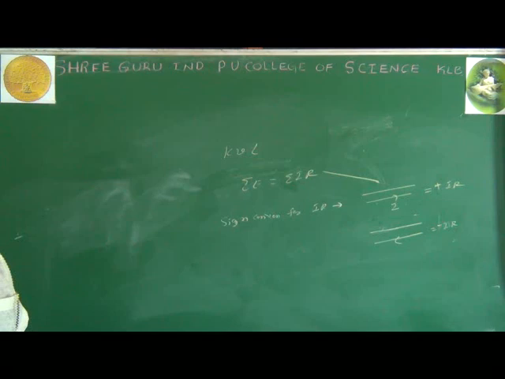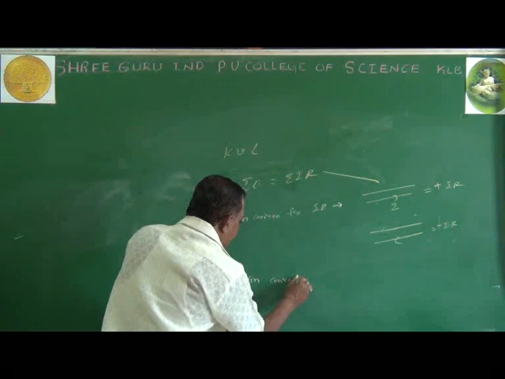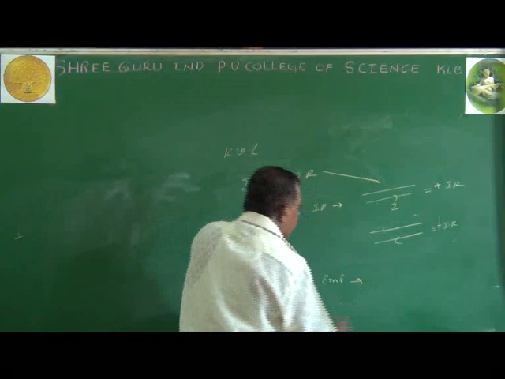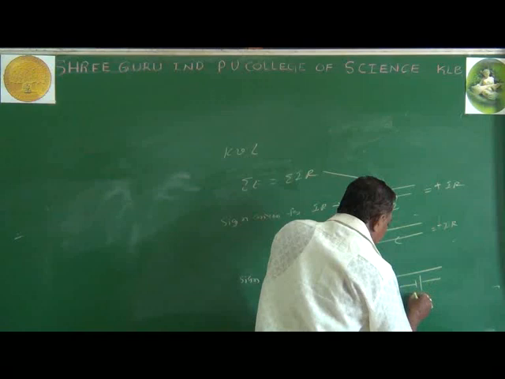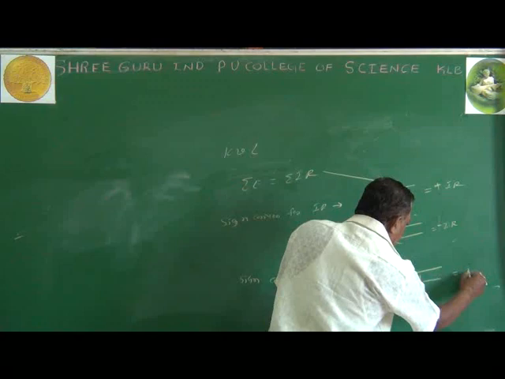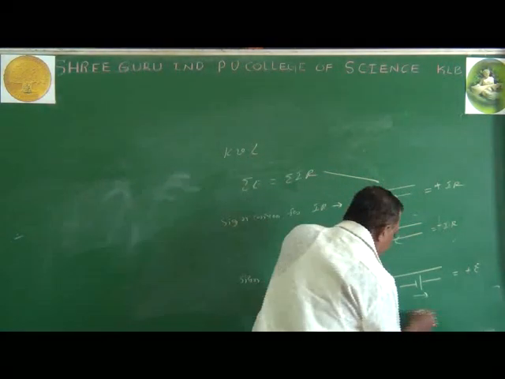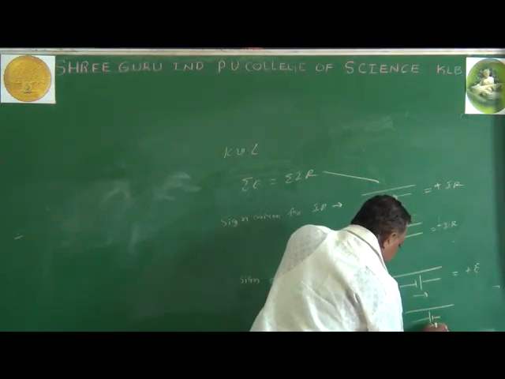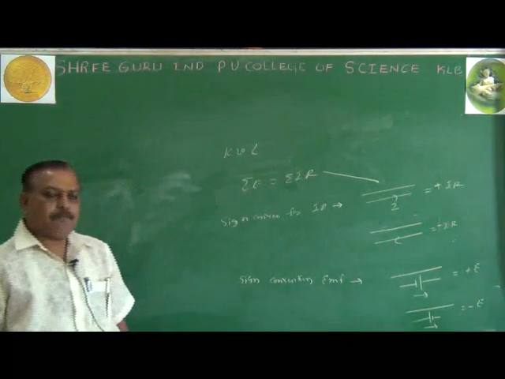Then we have the sign convention for EMF. This is the main thing for the topic. While moving in a loop, if you go from the negative to the positive terminal of the battery, then the EMF is taken as positive. While moving in a loop, if I go from the positive to the negative terminal of the battery, then the EMF is negative. This concept is the same there also.